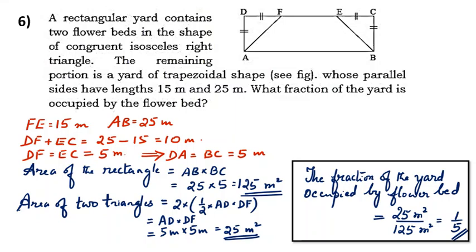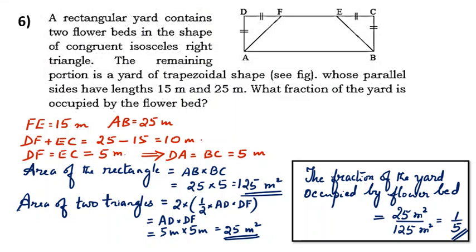So they have asked the question like this. What fraction of the yard is occupied by flower bed? These two triangles are actually in the yard. So, what fraction is there? I have to compare this part's area with the entire rectangle's area. Area of the rectangle is 125. Area of the flower beds is 25. So, I have to write a fraction. It's a kind of ratio also. So, 25 by 125. It will be 1 by 5.